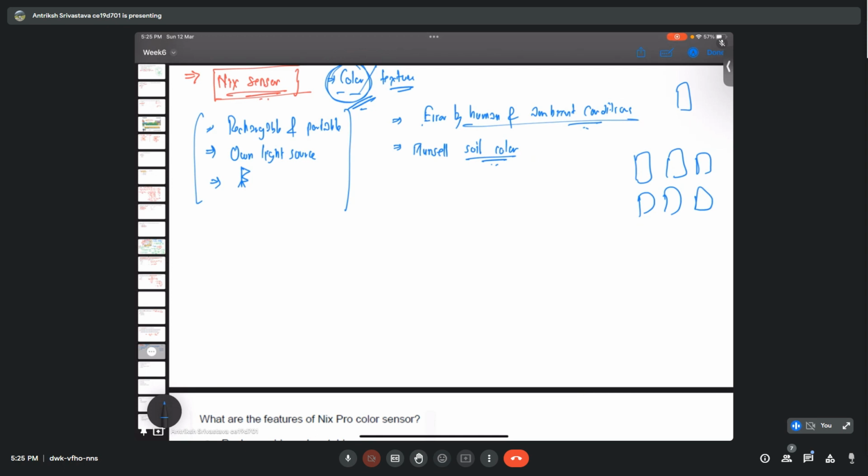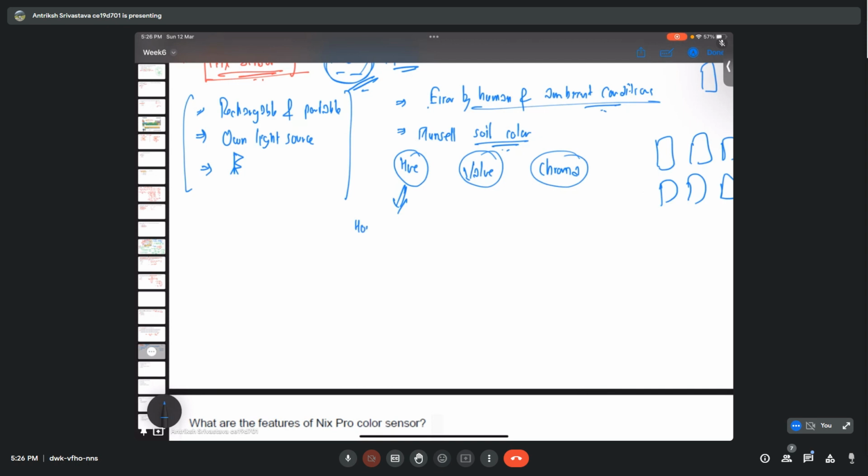So, what is this Munsell soil color? It describes the soil based on three things. First is hue, second is value, third is chroma. What is hue? Hue tells us how red is the soil. Value tells us how dark is the soil. And chroma tells us how dull is the soil or how bright is the soil.